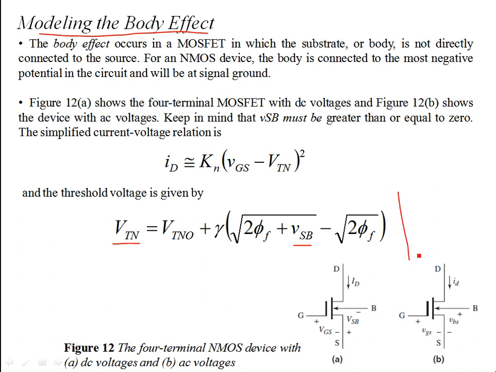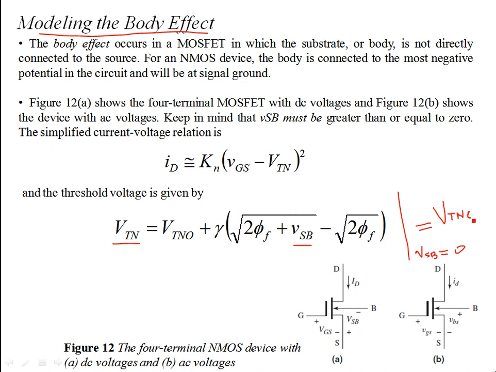Okay, you see here, if your VSB is 0 in this expression, if VSB, I mean the bulk and the source, are at the same potential, then this expression reduces to VTN. This is VTN, it becomes VTN0.